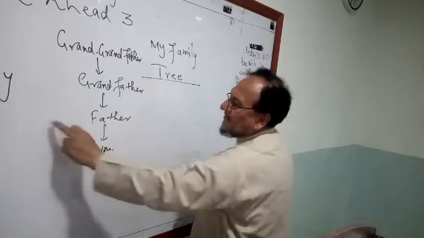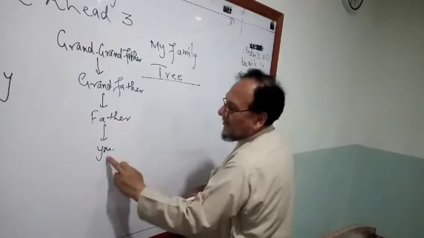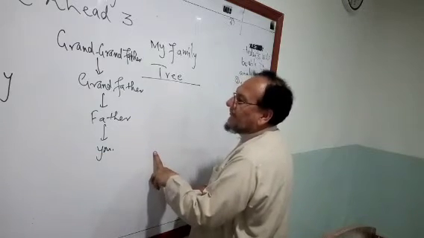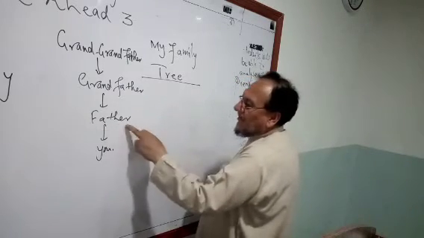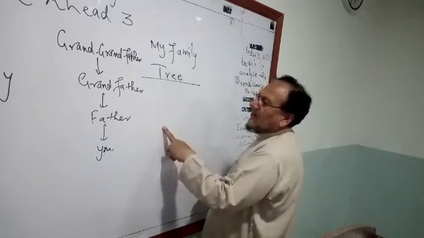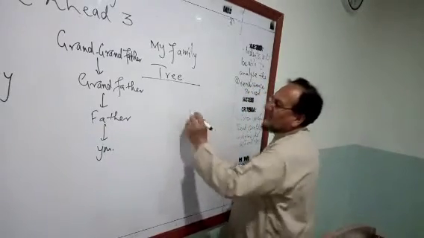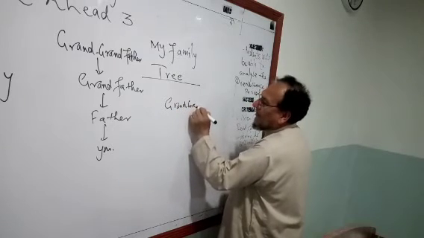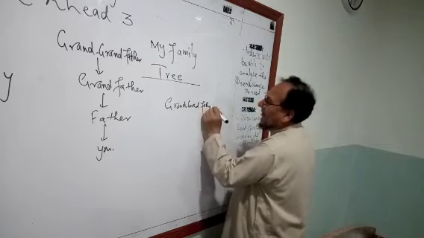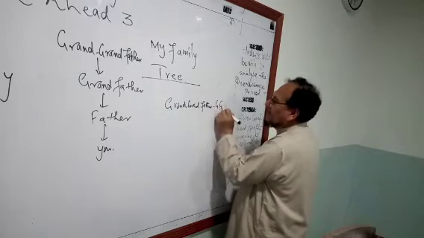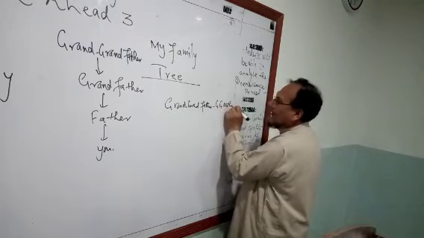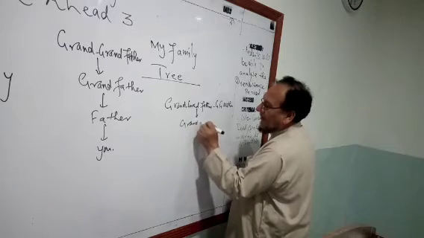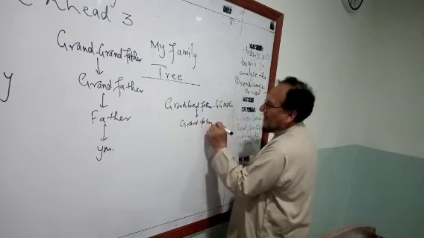Then your father and his brothers' names, if you know. Then you and your brothers' names, if you know. Similarly, brothers and sisters' names, if you know. And here you should write uncles' and aunts' names. So, for example, you see, if I write here grandfather, and then grandmother, then there will be grandfather and grandmother.